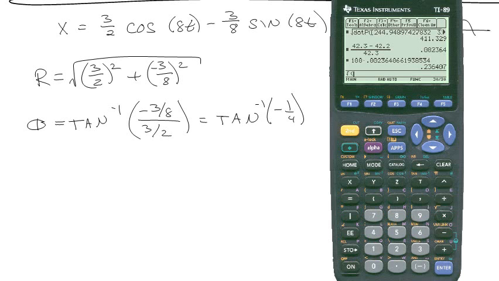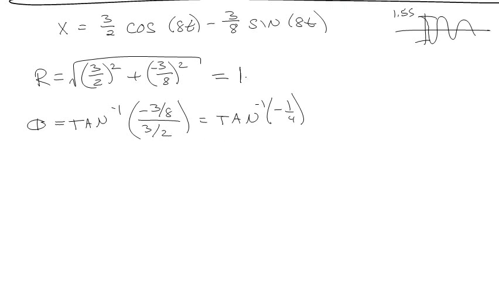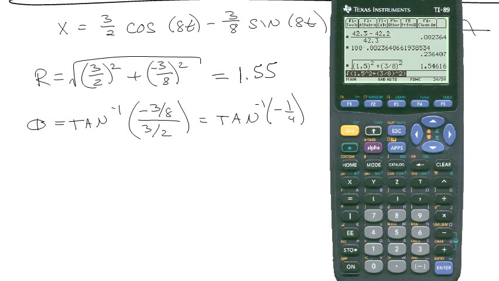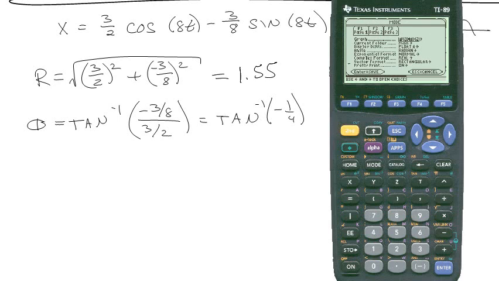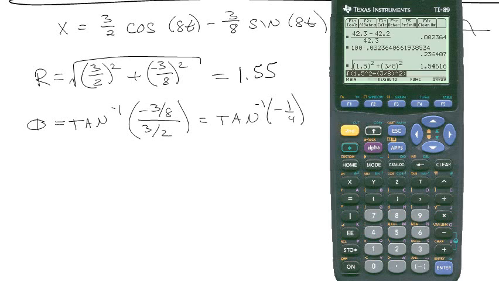So let's do the square root of 1.5 squared plus 3/8 squared. So we've got 1.55, so that's the same amplitude that we got before. And then for our inverse tangent, I'm in radians. I had to be in radians to graph it, but I'm going to make sure I switch over to degrees. For the purposes of phase, we almost always express phase in degrees just because people understand that better. So negative 0.25. We have negative 14 degrees.